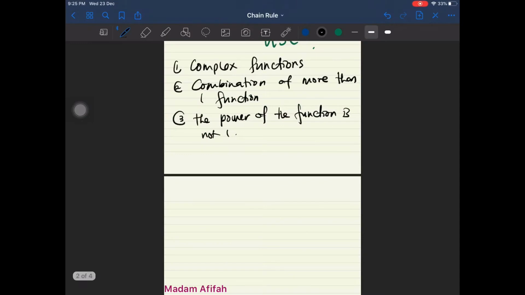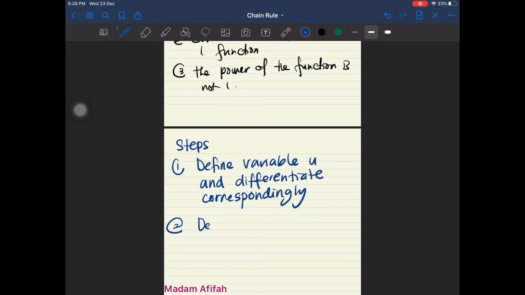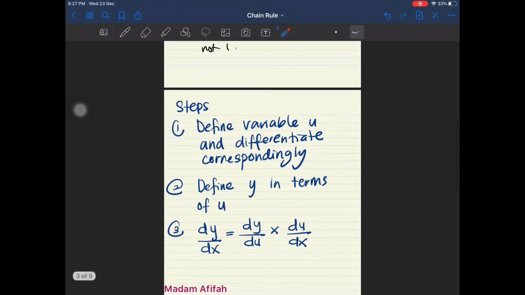Next, we take a look at the steps to solve by using the chain rule. The first step is you need to define variable u and differentiate correspondingly. The second step, you need to define your y in terms of u. So your dy/dx is equal to dy/du multiplied by du/dx. As you can see here, we want to find dy over dx, so this one must be the same as this one, then only we call it a chain.